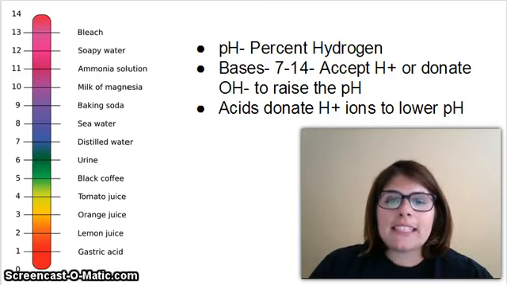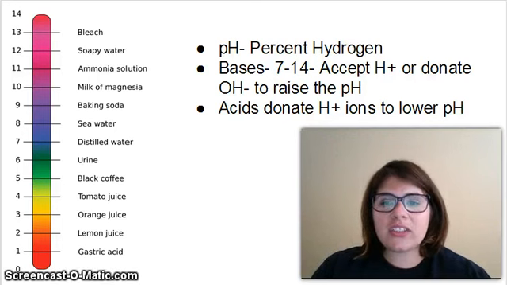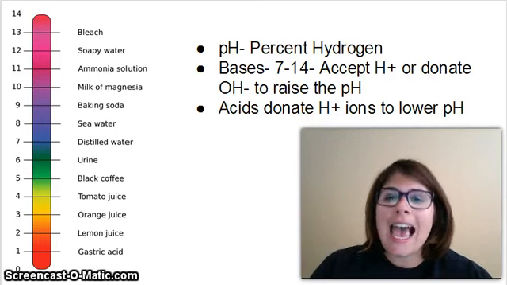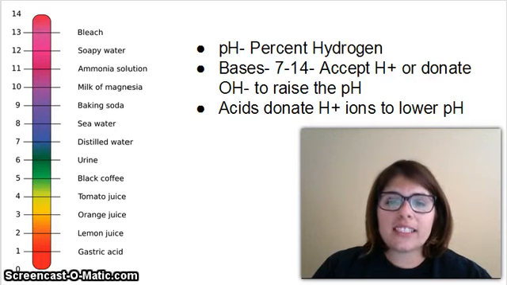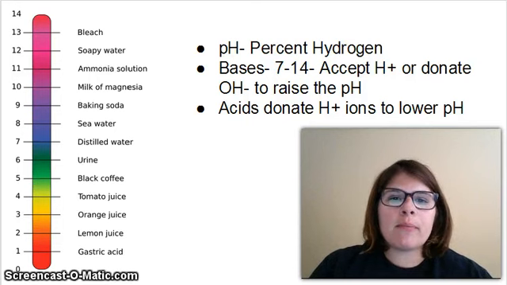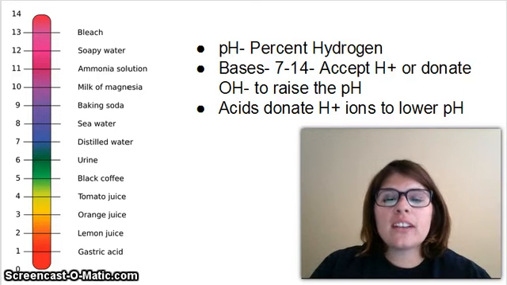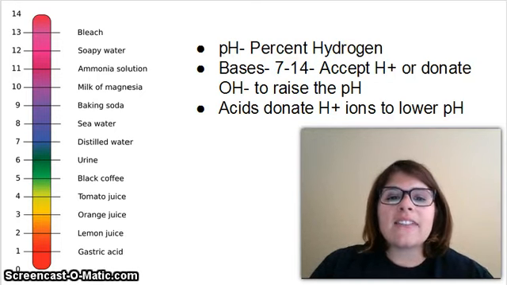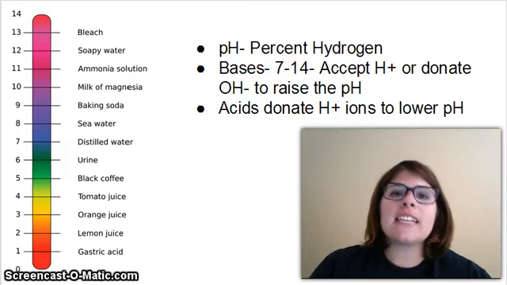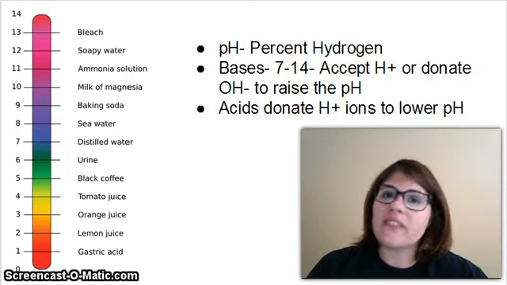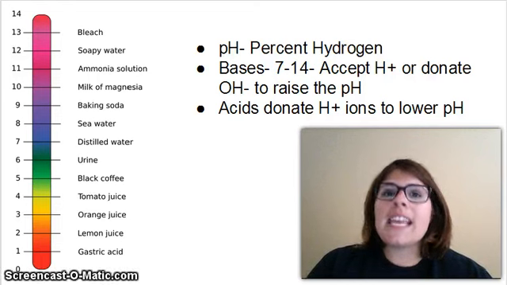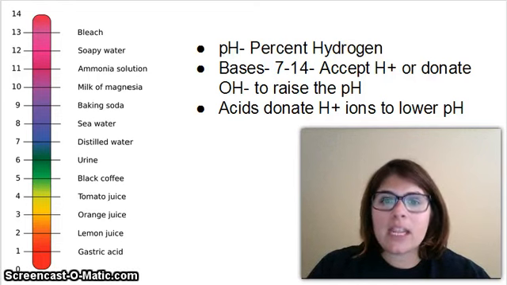Now, a basic compound is going to accept hydrogen ions, or it will donate hydroxide ions, and that's going to raise the pH. Anything above a 7 will be a basic pH. So ammonia, milk of magnesia. One of the very common traits of these is if you can feel it with your hands, and if it is safe to feel with your hands, it will often be a very slippery feeling. So soap is a basic compound.